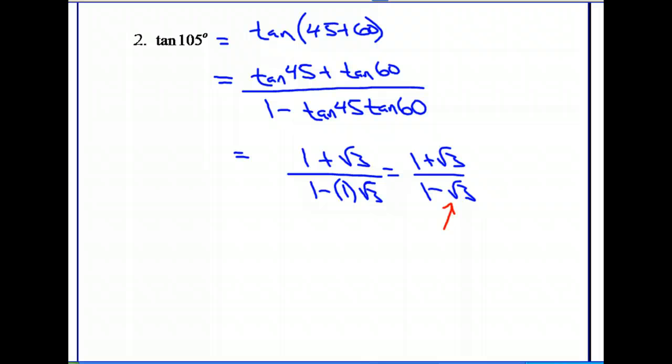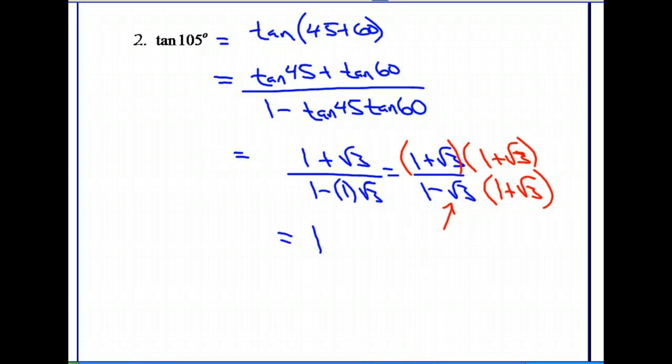When it's 1 minus square root of 3, how do you get rid of it? We multiply by the conjugate. So we multiply the top and bottom by 1 plus the square root of 3. So this alone is good practice. On the top of our fraction, we FOIL that out. First gives us 1. Outside gives us square root of 3. Inside gives us square root of 3. And look at the last. Square root of 3 times square root of 3 gives us just 3.